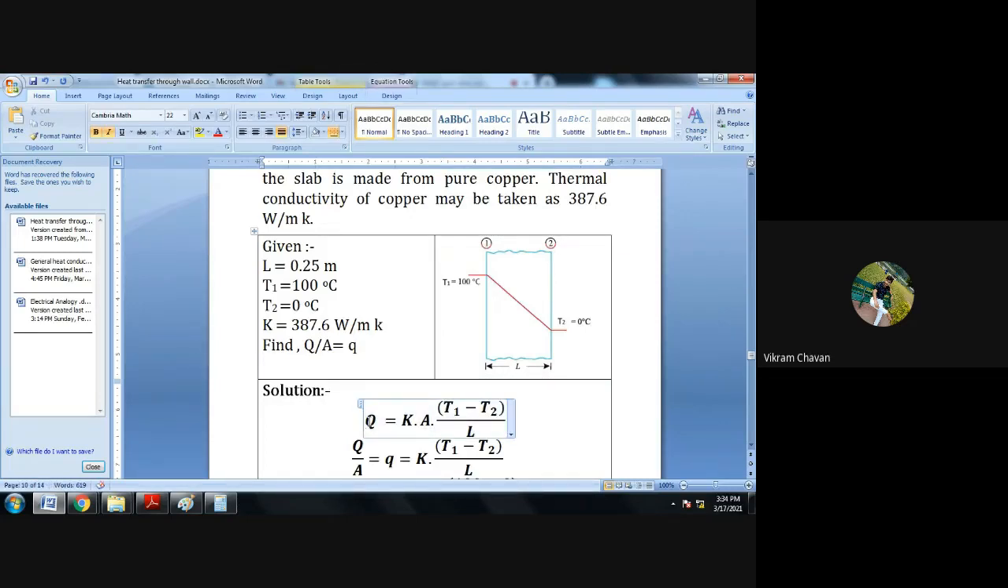Then we know that for the plane wall, we write the heat transfer rate equation as Q is equal to K multiplied by A multiplied by (T1 minus T2) divided by L, where K is the thermal conductivity, A is the perpendicular surface area, T1 is the temperature of the left hand surface, and T2 is the temperature of the right hand surface. L is the thickness of that particular slab.